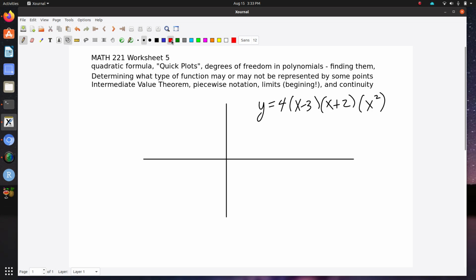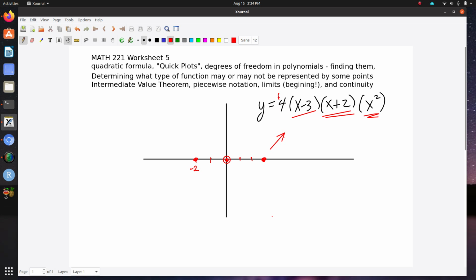The way I draw this for myself is I put a little dot with a circle around it to tell me that there's a double root at 0 based on this term. Based on this term, I have a root at x equals negative 2, so I put a little dot at negative 2. And then there's a root at 3, 1, 2, 3, and I make a little dot there. And that's my total of 4 roots. I have a 4th degree polynomial, and because this is positive, I know that my end behavior is going to be going off to infinity.